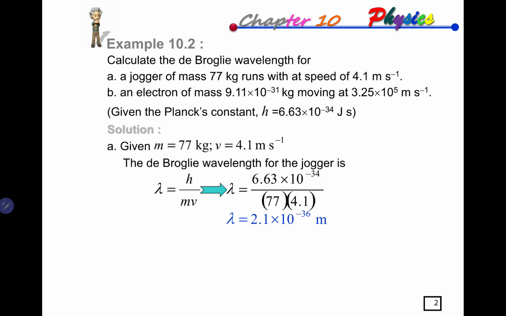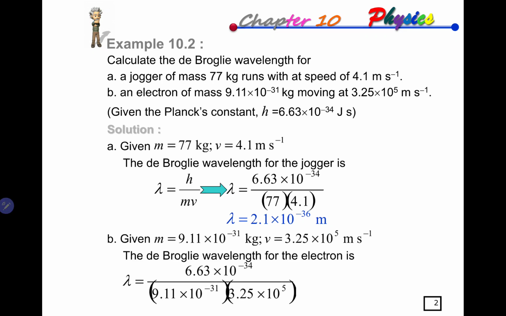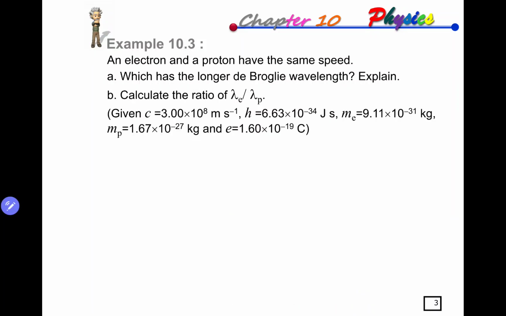Repeat the same process for the electron. Mass and velocity are given, so replace in the values, and the final answer you will end up with is lambda, which is the wavelength.